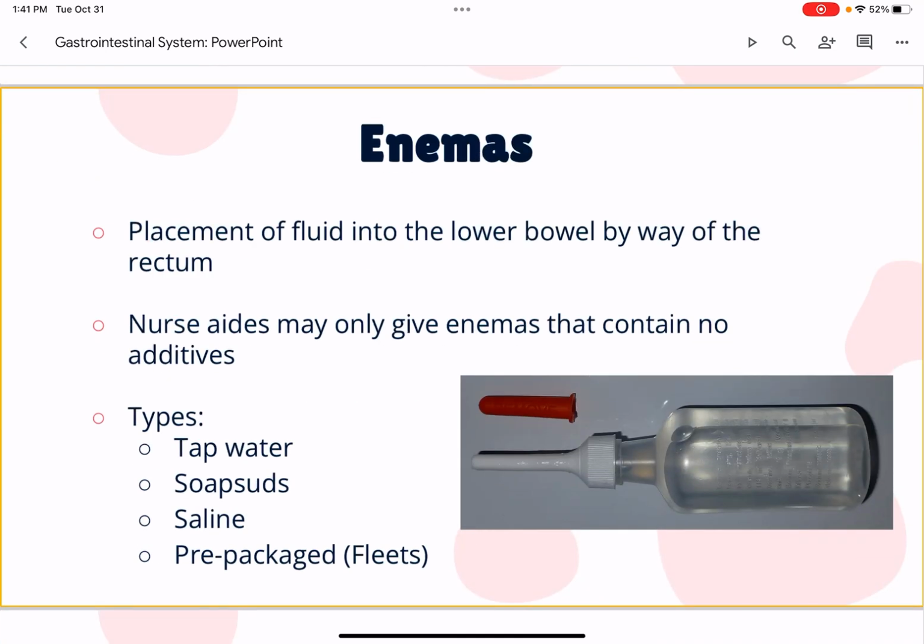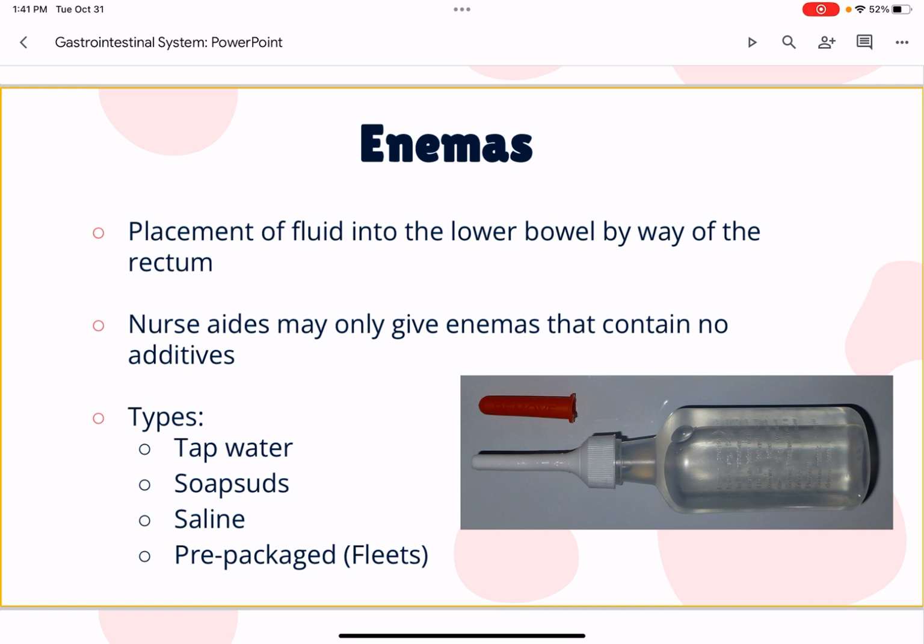An enema is the placement of fluid into the lower bowel by way of the rectum. Nurse aides may only give enemas that contain no additives. The types are tap water, which is 500 to 1,000 mLs of tap water, soap suds, which is 500 to 1,000 mLs of tap water with Castile soap added.